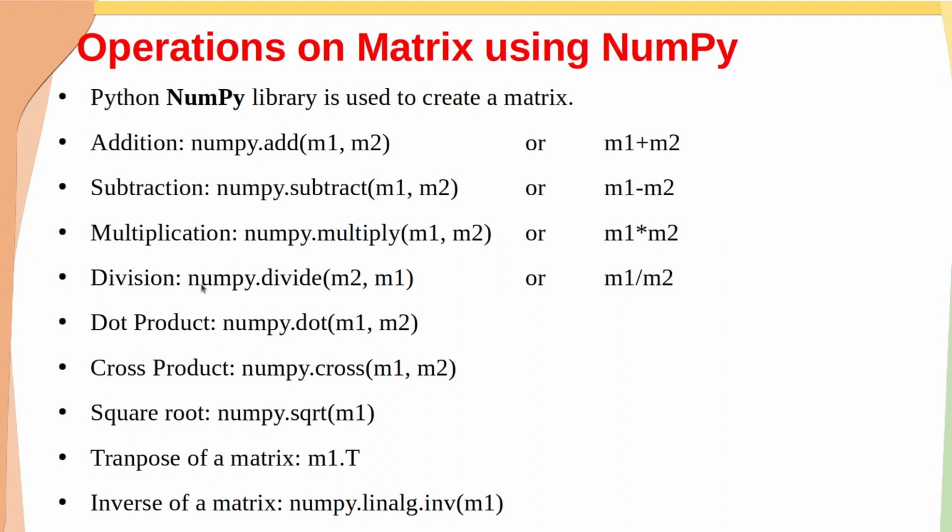Now division, numpy.divide, or m1 by m2. So here m1 is divided by m2, and dot product of m1 and m2. Cross product, here you can see cross product is numpy.cross m1 comma m2. Square root, numpy.sqrt, the square root of a given matrix; it is going to find the square root of all the elements in the given matrix. Then for finding the transpose of a matrix, m1 dot capital T, and to find the inverse of a matrix, numpy dot linalg dot inv of the given matrix.